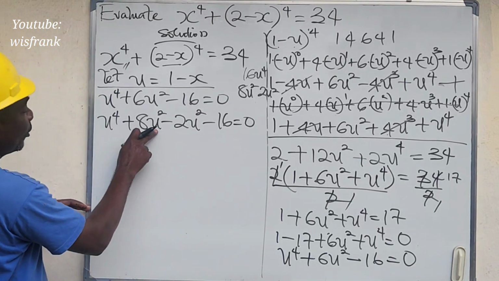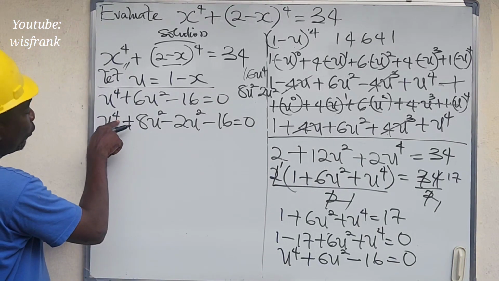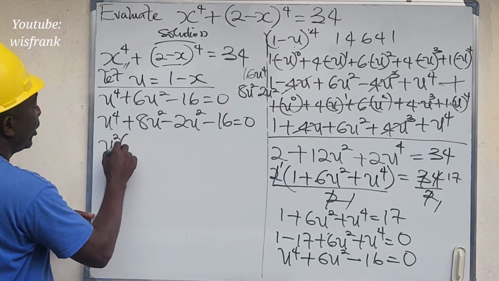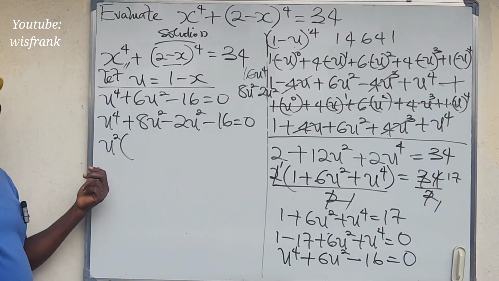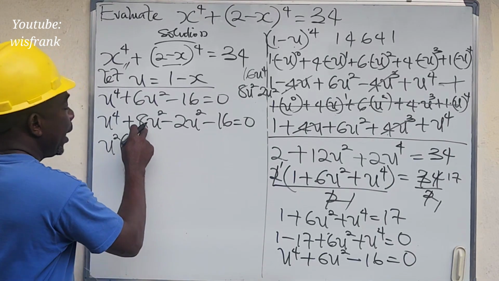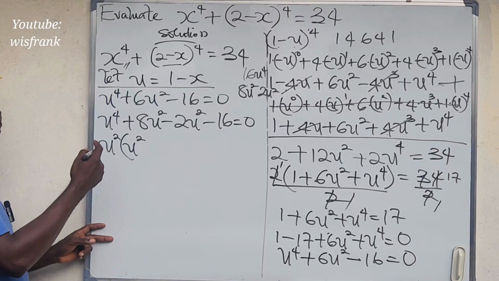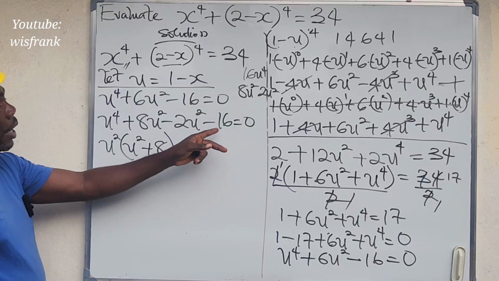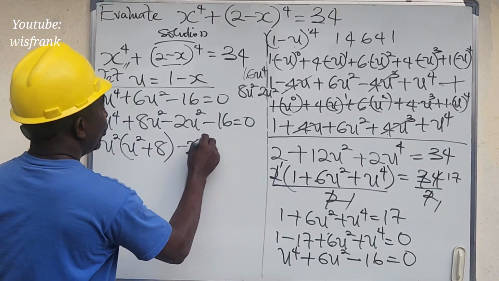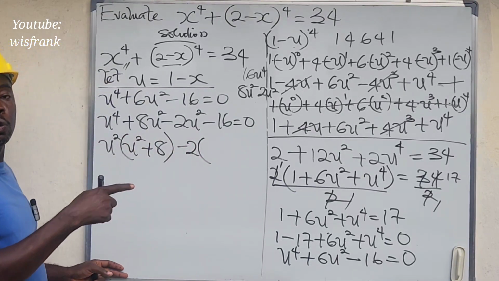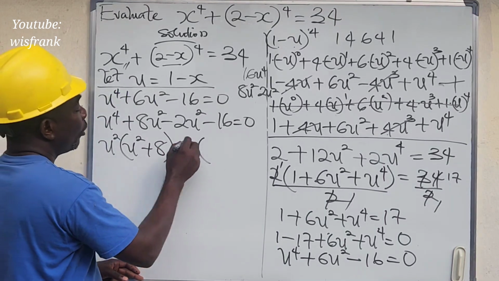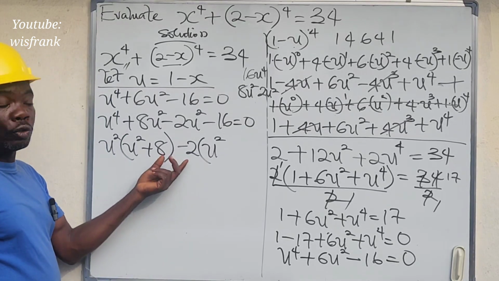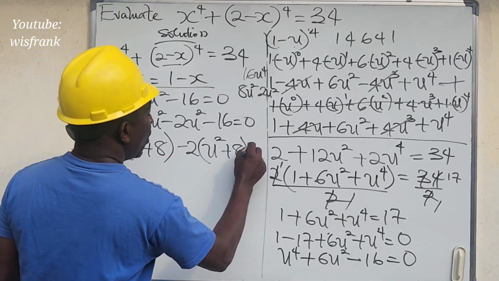So here we can factor this out. This u to the power of 2 is a factor and it's common between this and this. So we have u to the power of 2 into here: u to the power of 4 divided by u to the power of 2 will give us u to the power of 2. 8u to the power of 2 divided by u to the power of 2 will give us plus 8. So here we have minus 2 into, when we divide minus 2u to the power of 2 by minus 2, it will give us u to the power of 2. Minus 16 divided by minus 2 will give us plus 8, all equals 0.